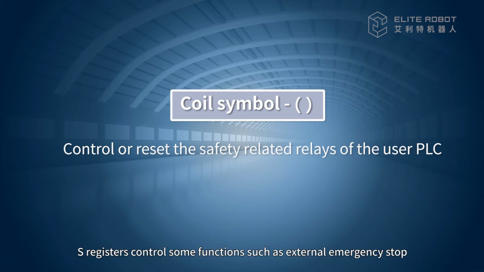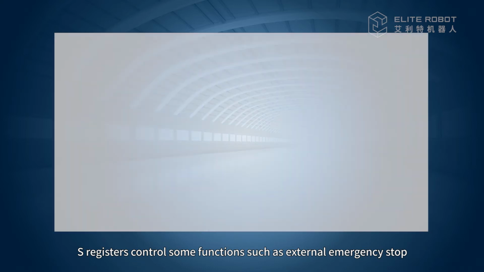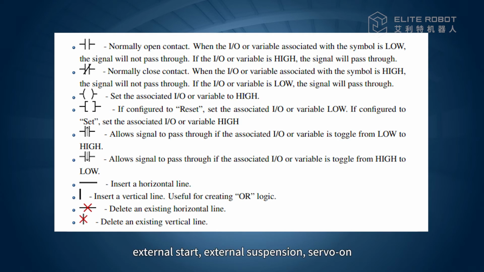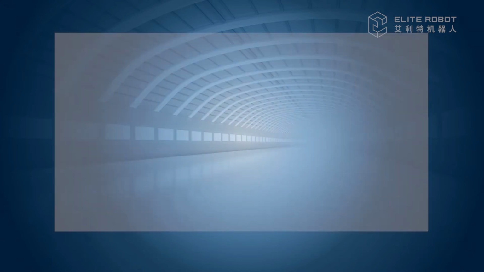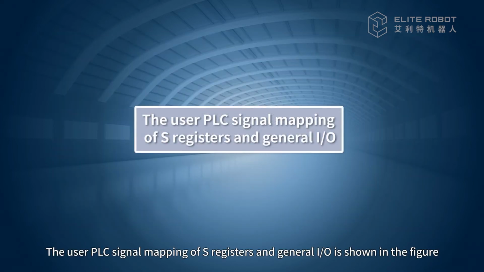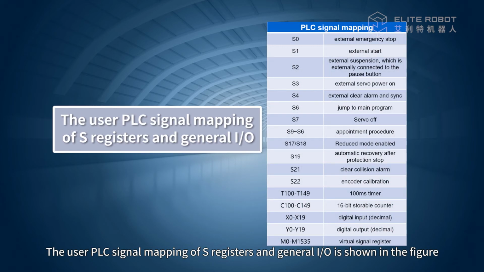S registers control some functions such as external emergency stop, external start, external suspension, servo on, clear alarm, deceleration, auto recovery, etc. The user PLC signal mapping of S registers and general I/O is shown in the figure.